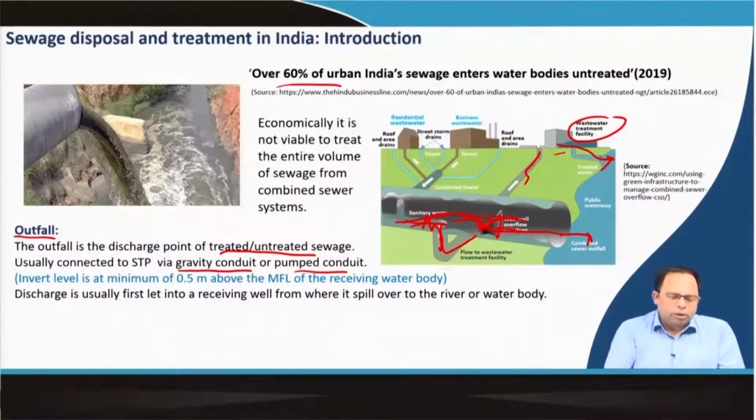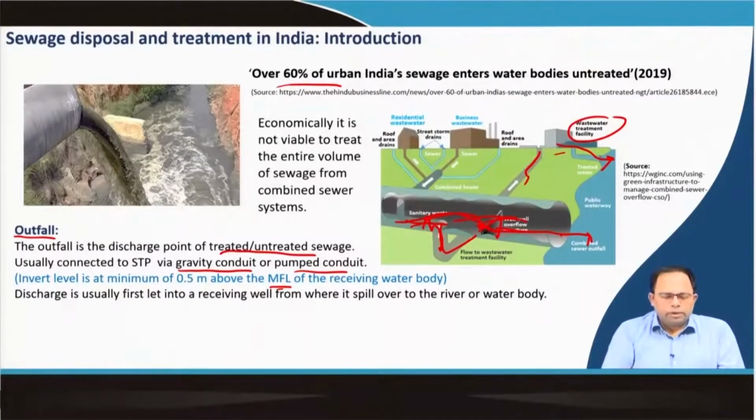Usually, because it is an outfall, we would try to maintain the invert level of this particular conduit at least 0.5 meter above the mean flood level of the receiving water body, so that there is no backflow. Even though we have learnt about backflow prevention devices, this is the standard norm that it should be above the general flood level of that particular water body.